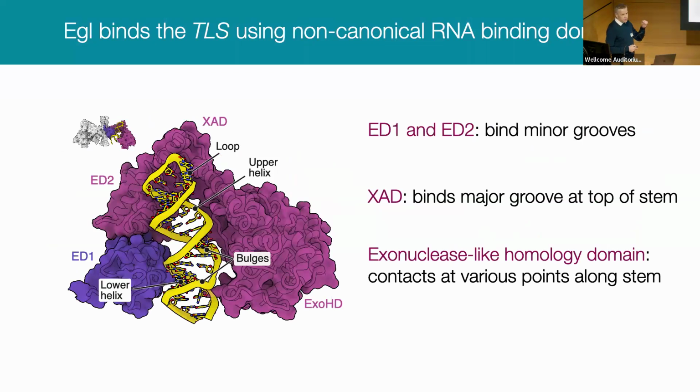which contacts the major groove at the top of the localization signal. And then there's an exonuclease homology domain, which wraps around and contacts the other side of the stem loop. And it really appears that the RNA is scaffolding the assembly of these protein complexes, because the interfaces between the different protein domains are not sufficient that they'd be stable in isolation. So the RNA is playing an active role in scaffolding this structure.